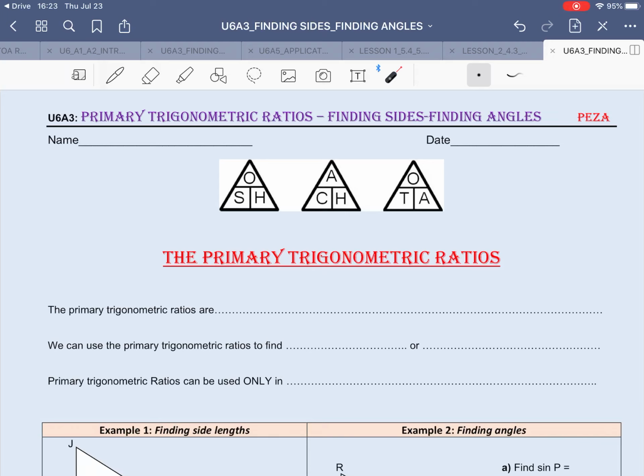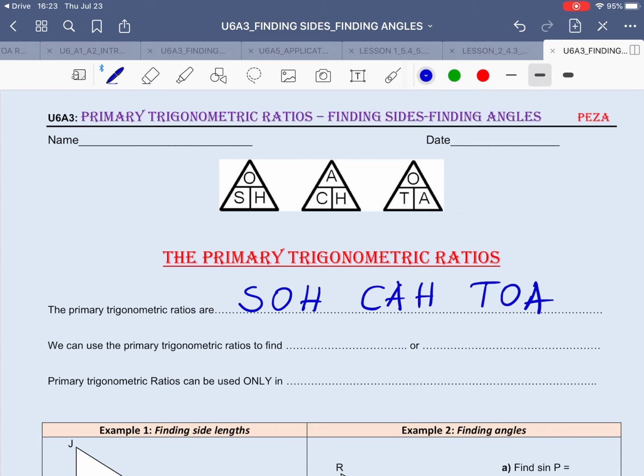Hello and welcome. In this lesson, we are going to talk about primary trigonometric ratios, and we'll use them to find side lengths and angle measurements. Just to recap what we learned last class, number one, the primary trigonometric ratios are SOH, CAH, and TOA. They're most known as SOHCAHTOA.